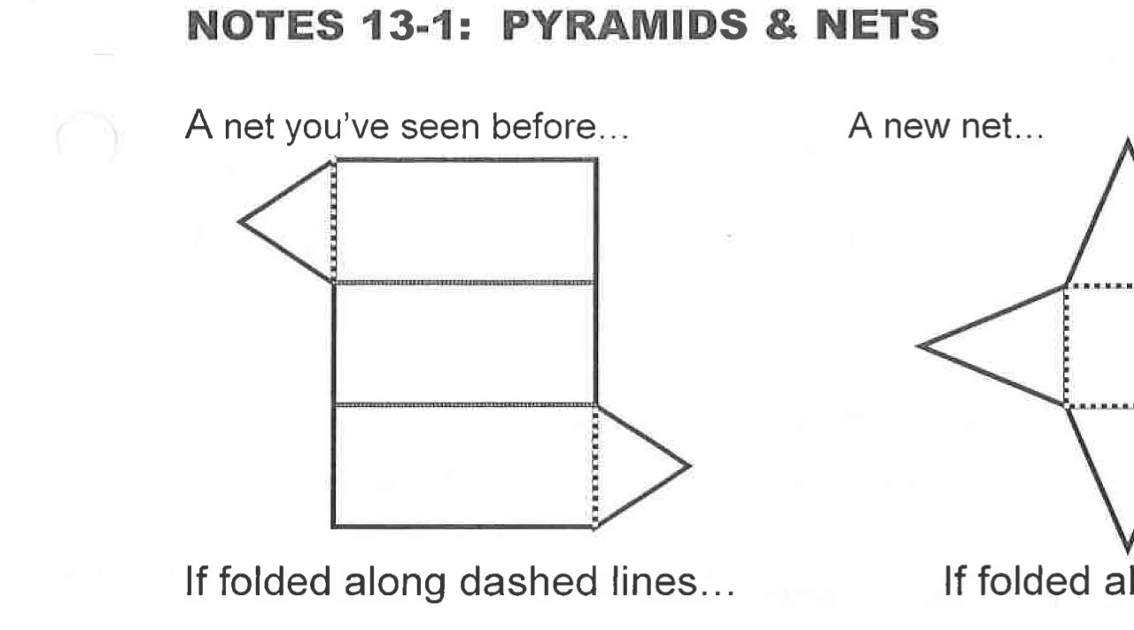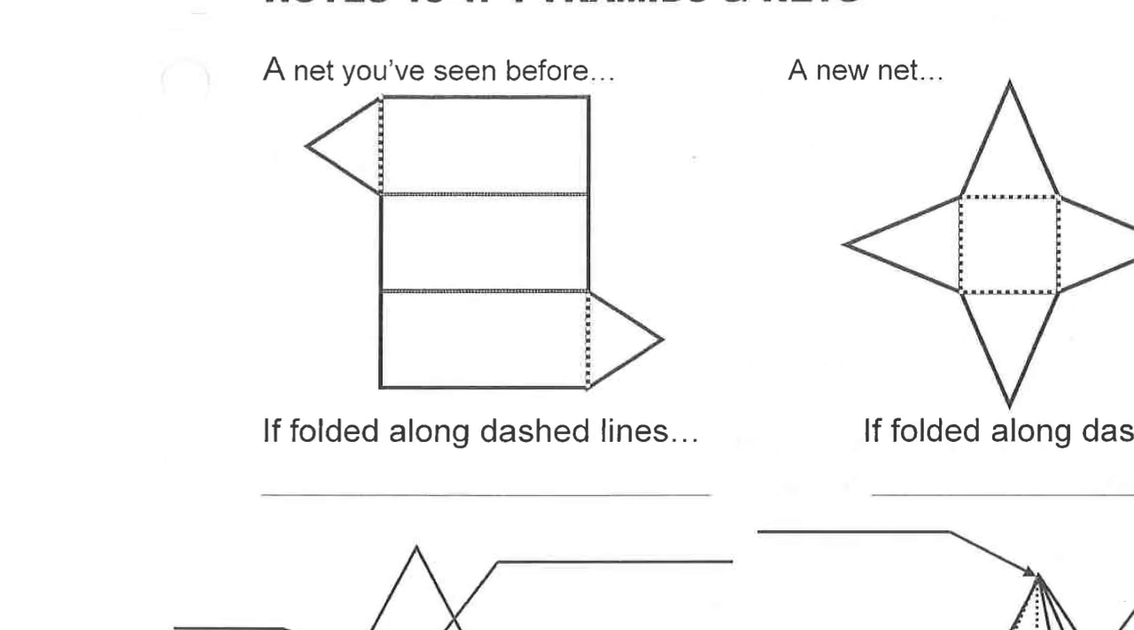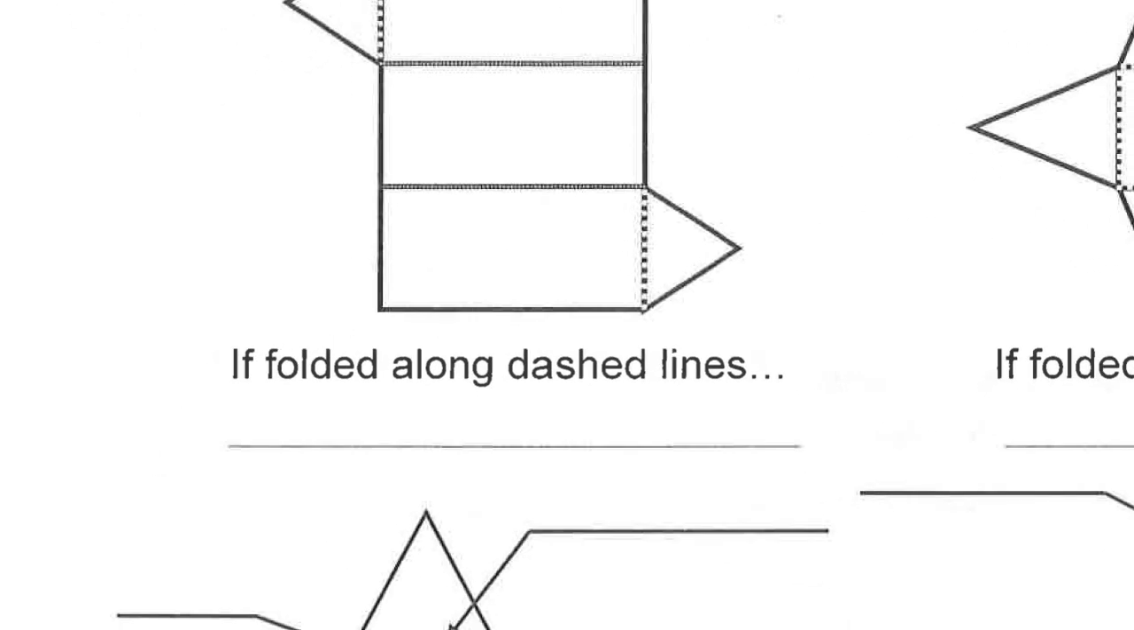All right, guys, so we're starting a new chapter today. We're going to be looking at some other 3D figures. Today, we're going to be talking about pyramids and their nets. So this net on the left here, you've seen it before. If I folded it up, you should know we're going to get a triangular prism.